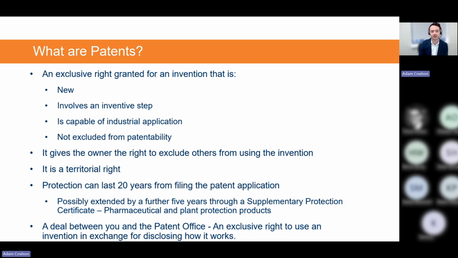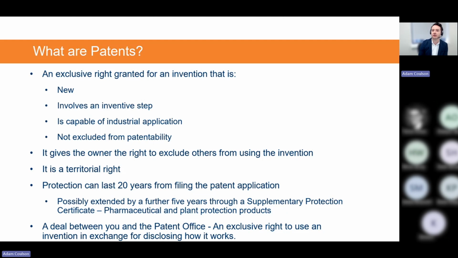So while this means that in the UK, you can stop others from making, selling, keeping, and importing your invention, you cannot stop them from carrying out these acts in any other territory. So a competitor will be able to manufacture and sell your product in the USA, for example. Patent protection lasts for 20 years from the date of filing the patent application. This is provided annual renewal fees are paid to the Patent Office for the duration of the patent's life.